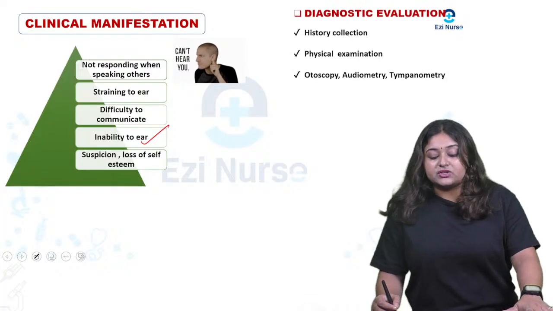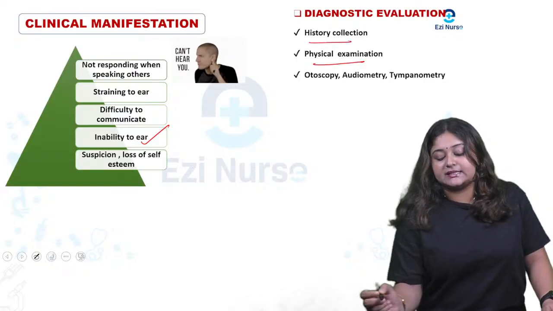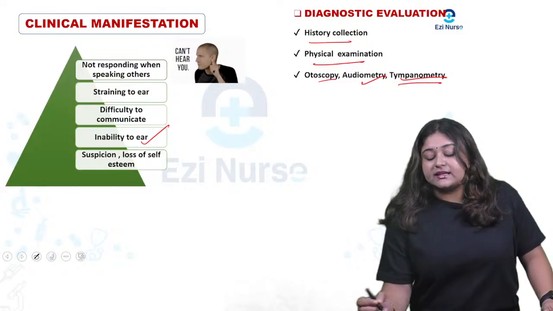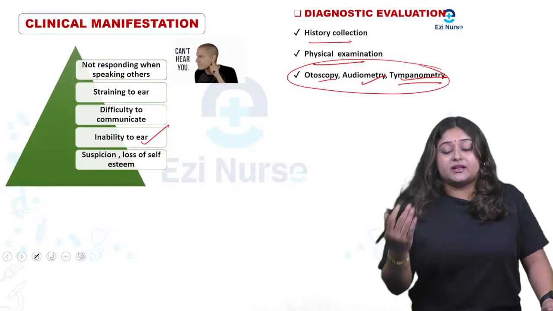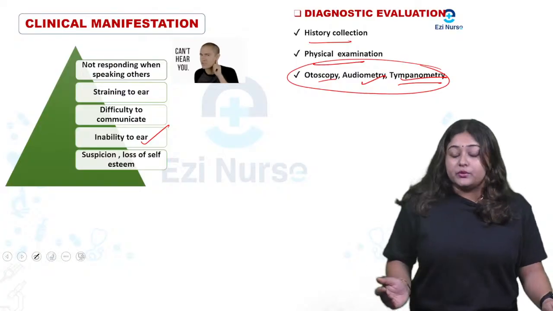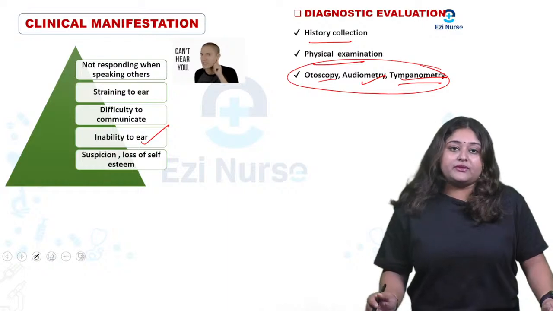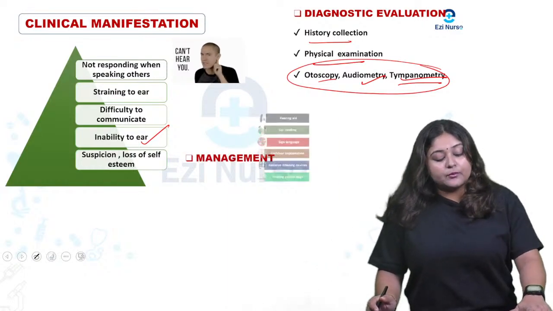Now come to the next, that is diagnostic evaluation. First is history collection, physical examination, and then otoscopy, audiometry, as well as tympanometry. If you want to know details about those things, what is otoscopy, how to do it, what to use, and in the same way audiometry and tympanometry, then go to the Easiness application. Now come to the management.